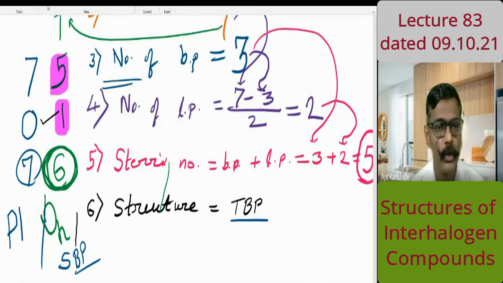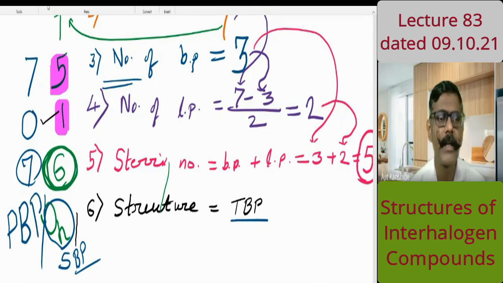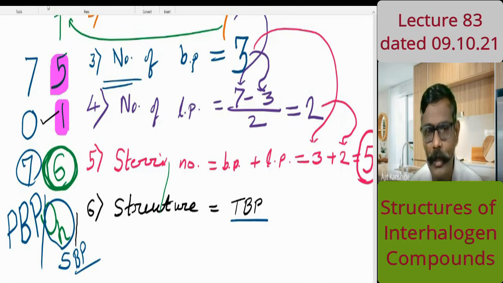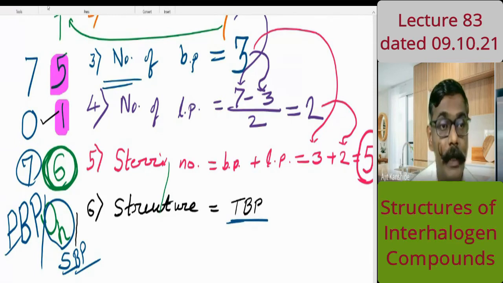Likewise, for 7, octahedral? No, octahedral is already completed. Octahedral means 6 bonds will be there. Here 7 bonds are there. Pentagonal bipyramid, yes, pentagonal bipyramidal. Here trigonal, here square, and here pentagonal bipyramidal. That will be the structure for that XY7 molecule.